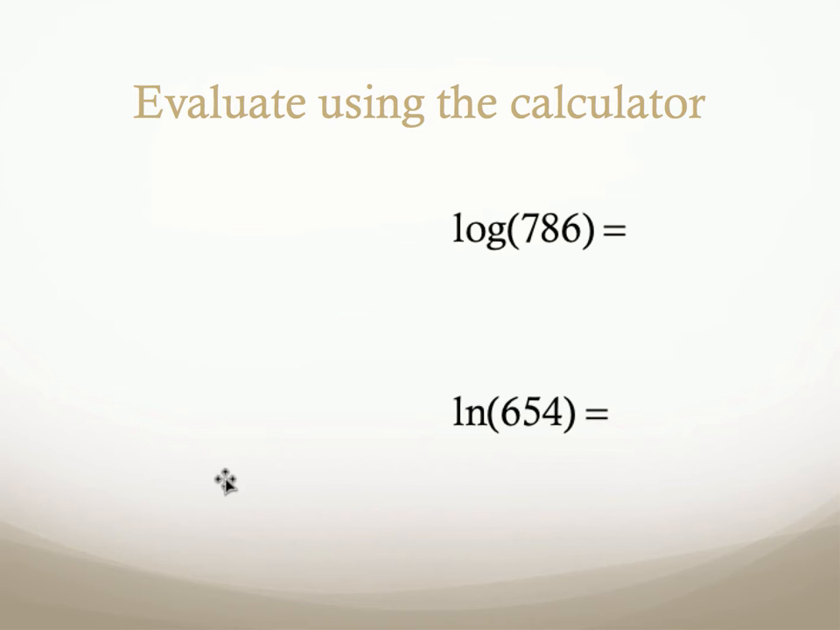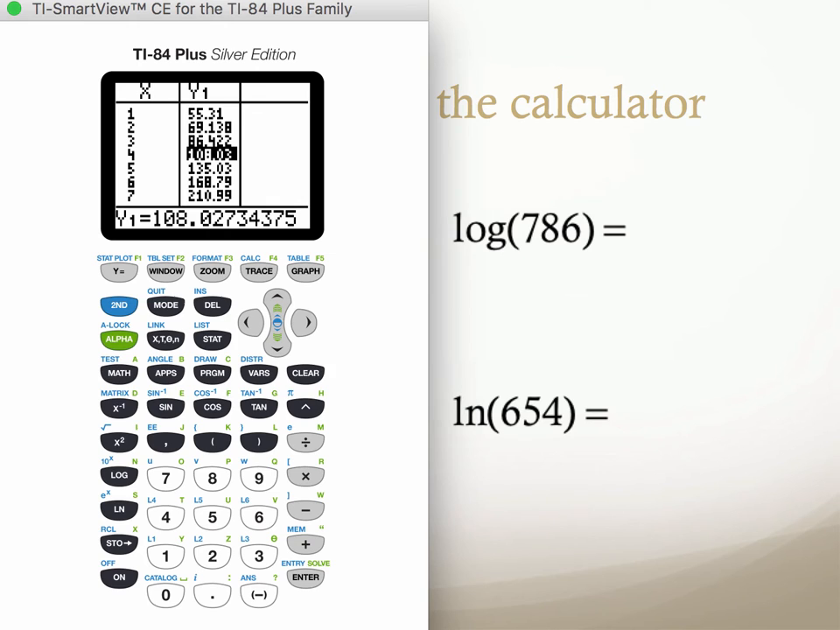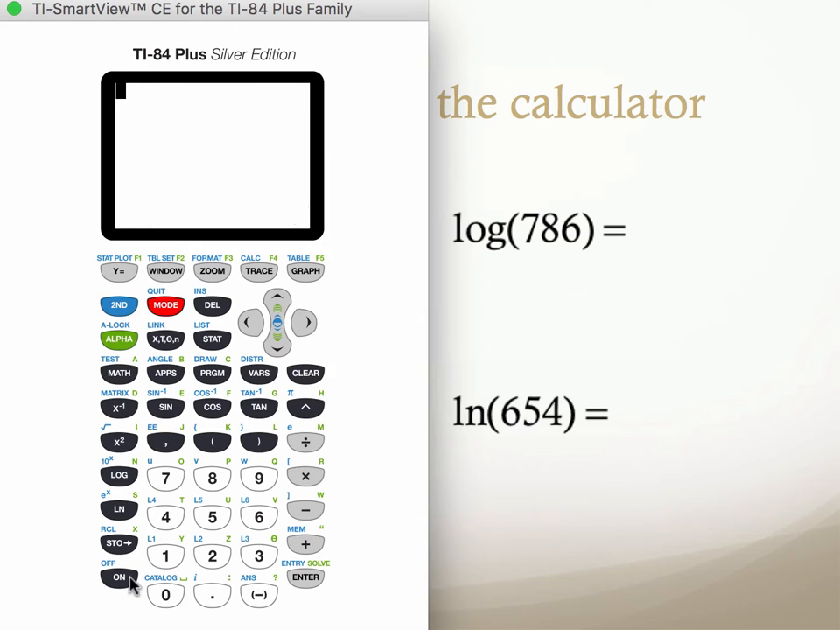Let's evaluate logarithms using our calculator. So here it's pretty easy. We're using our logarithm keys. So I have the log of 786. So I have my log key, 786, and hit enter. Okay, and I'm going to round it to 4 decimal places, so it's 2.8954. The bottom one, I have the natural log of 654.